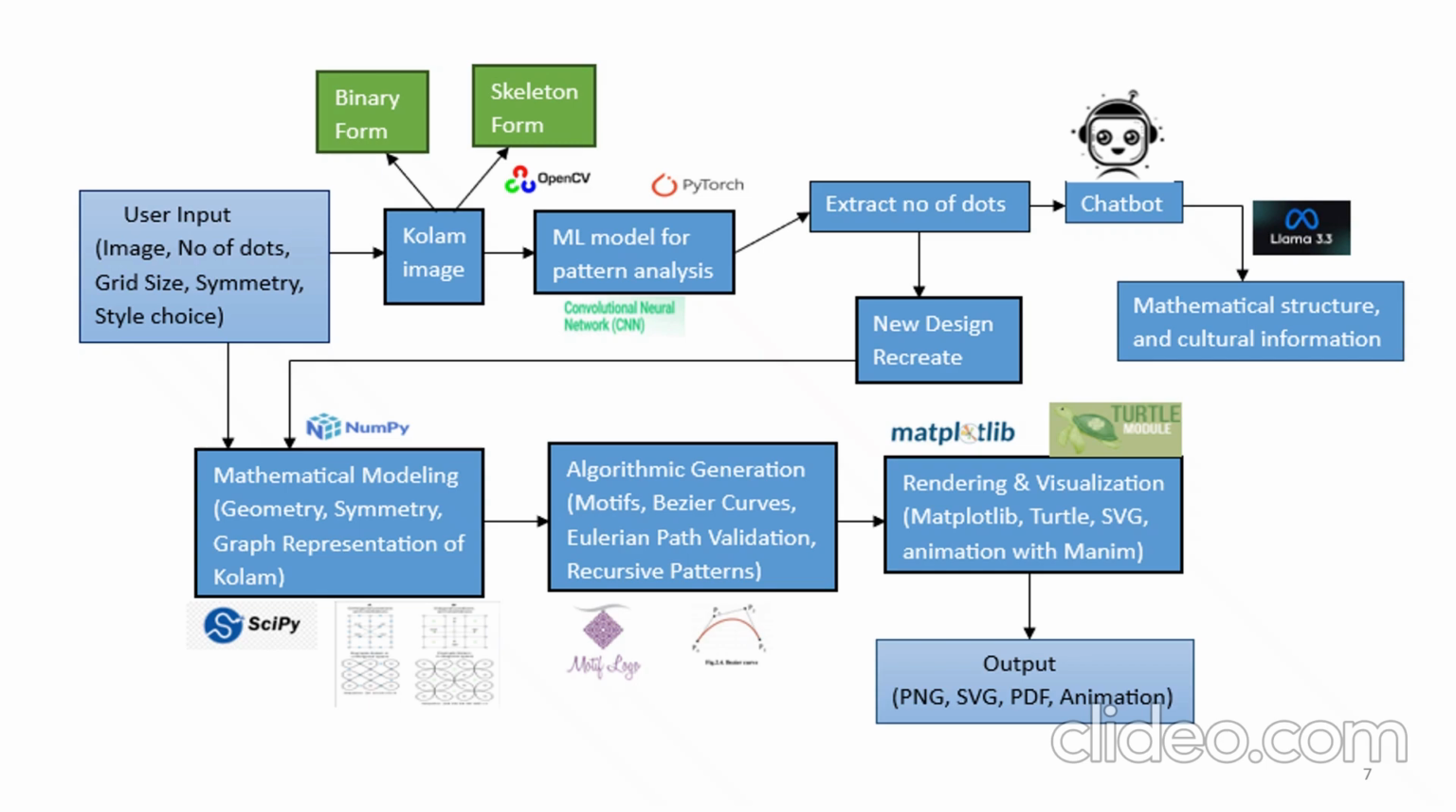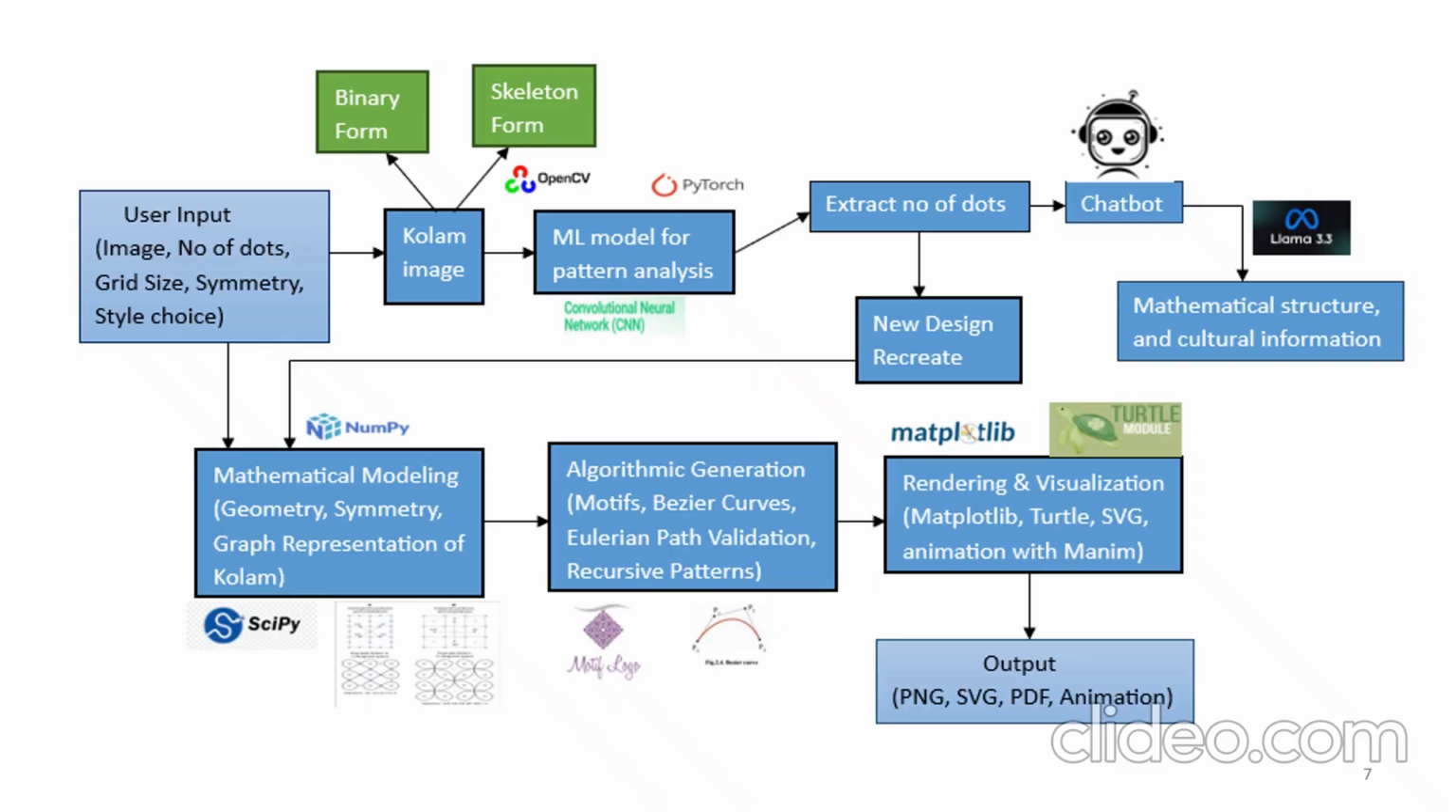The other side of our system is when the user input is number of dots or grid size or style choice. Then the next step will be mathematical modeling, which I already discussed. Using NumPy and SciPy, we apply concepts of geometry, symmetry, and graph representation to model the column.